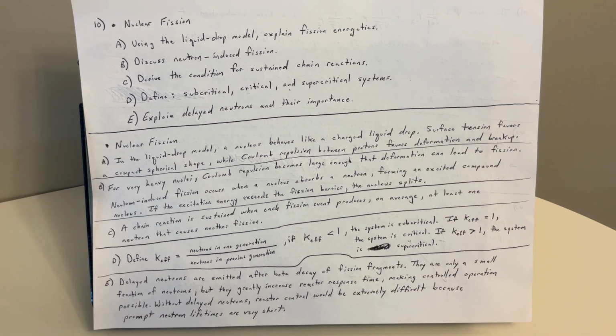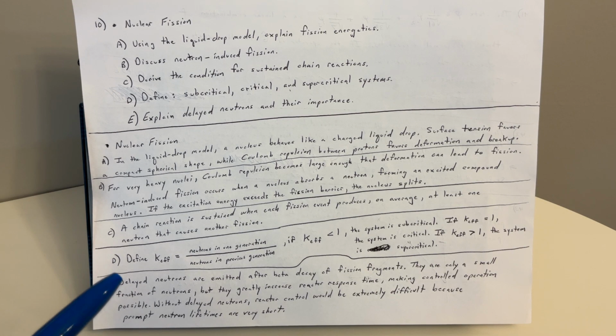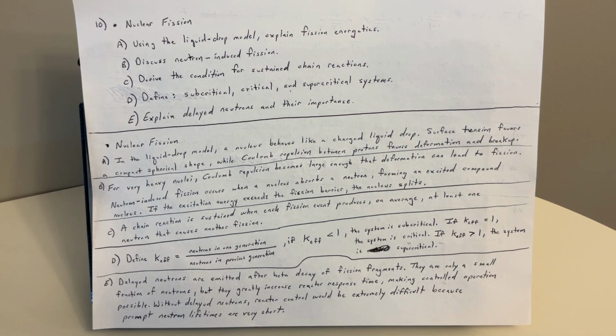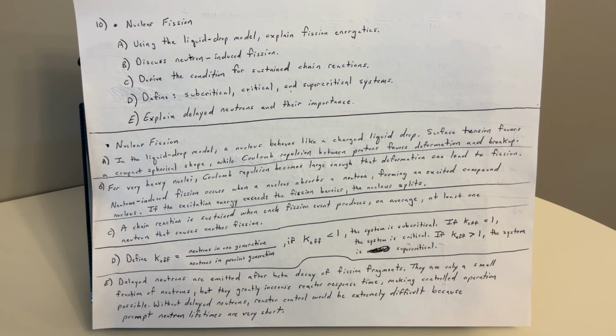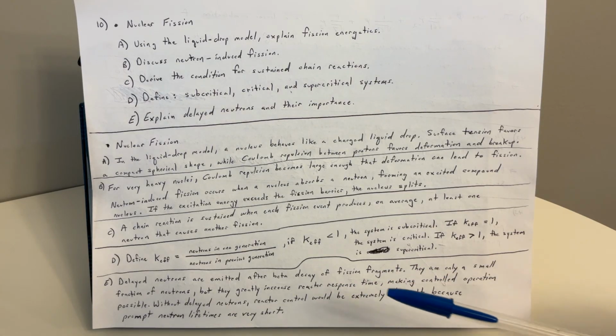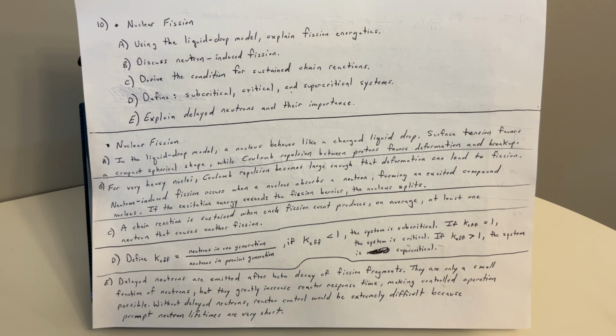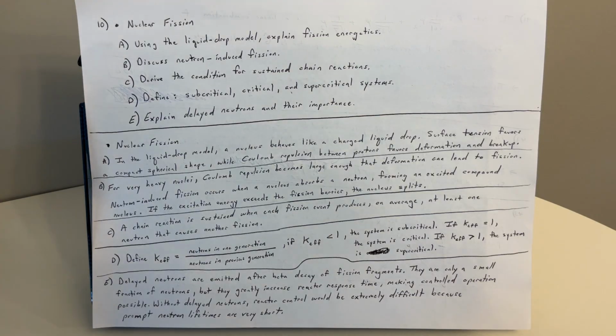Letter E, explain delayed neutrons and their importance. Delayed neutrons are emitted after beta decay of fission fragments. They're only a small fraction of neutrons, but they greatly increase reactor response time, making controlled operation possible. Without delayed neutrons, reactor control would be extremely difficult because prompt neutron lifetimes are very short. Okay, that's number 10, nuclear fission.